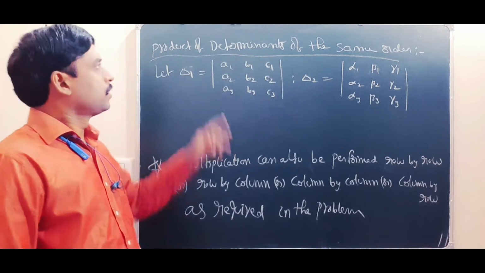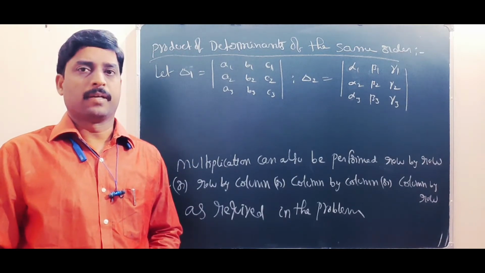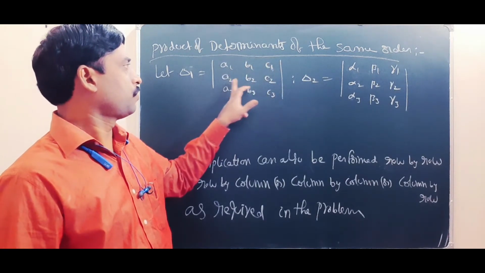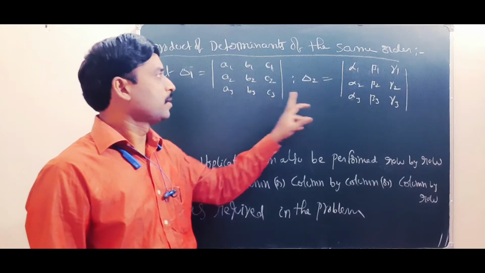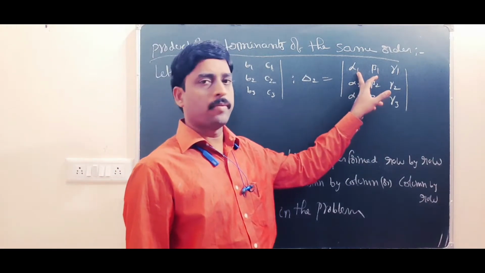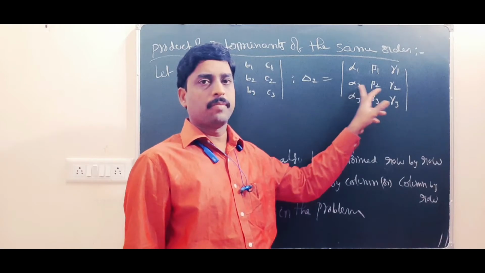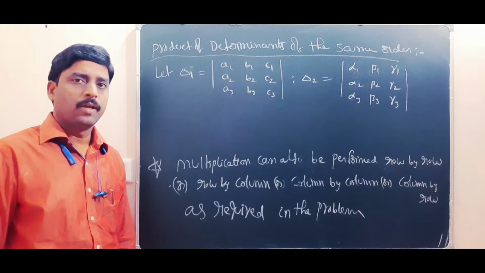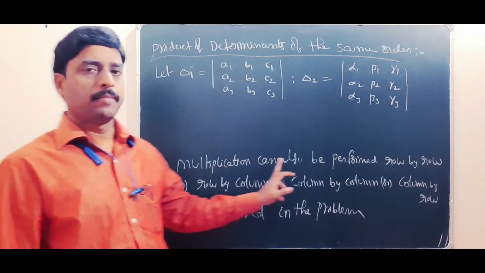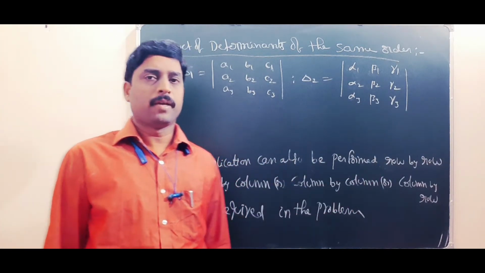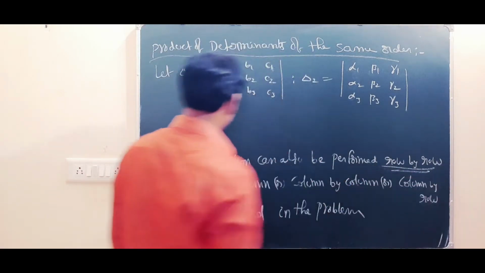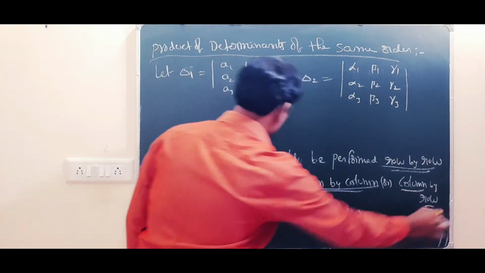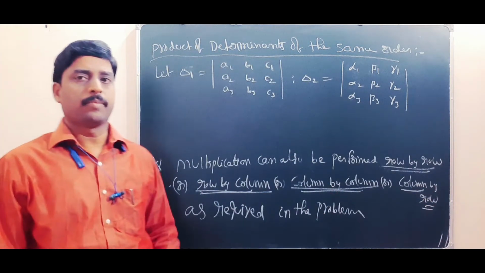Okay, now explain the product of determinants of the same order. So let us take delta 1 is equal to delta of A1, B1, C1, A2, B2, C2, A3, B3, C3. Delta 2 is equal to delta of alpha 1, beta 1, gamma 1, alpha 2, beta 2, gamma 2, alpha 3, beta 3, gamma 3. So what is the rule? Multiplication can be performed row by row, or row by column, or column by column, or column by row, as required in the problem.